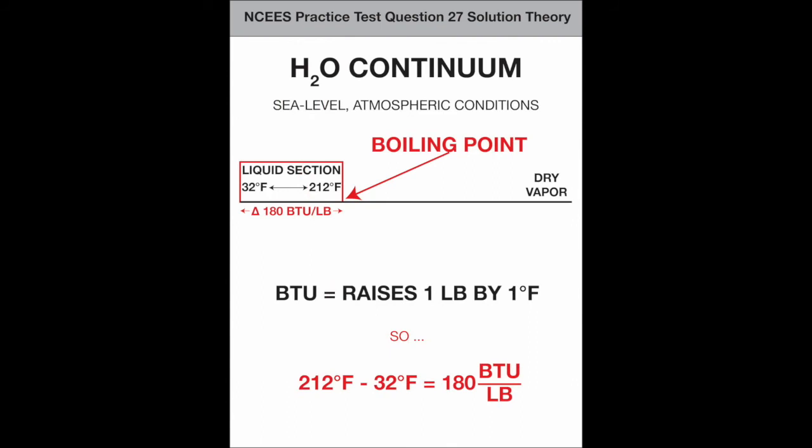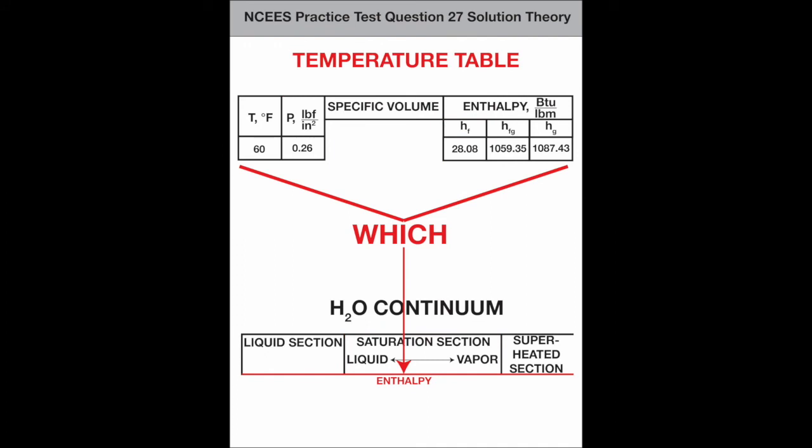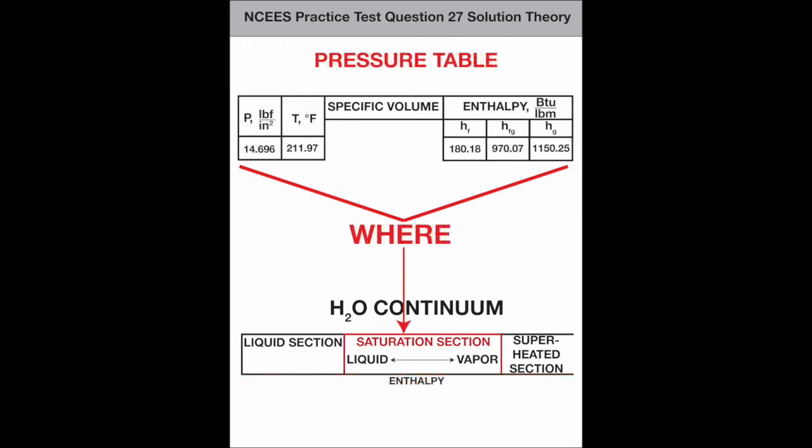Notice that at atmospheric pressure, water with an enthalpy of roughly 180 boils. That is, it enters the saturation region. And water boils at 212 degrees. Use the temperature table to find which enthalpy. Use the pressure table to find where saturation.